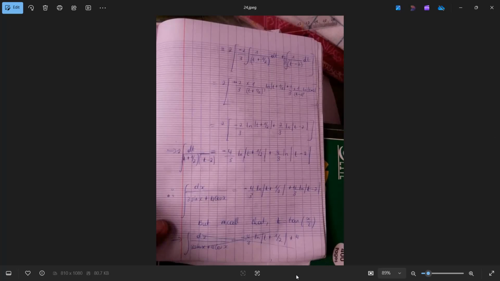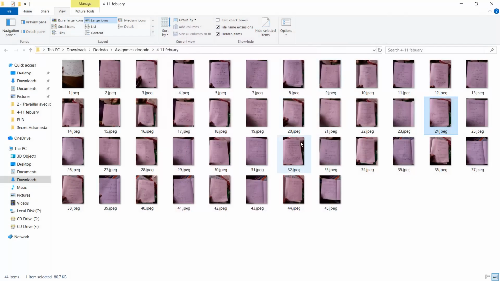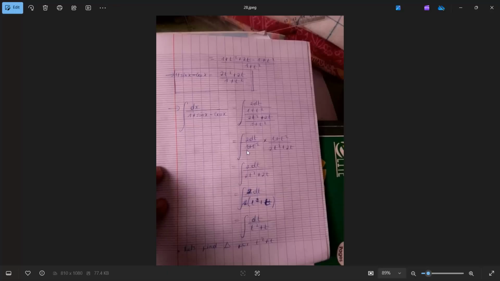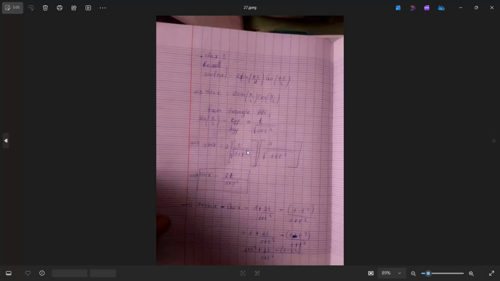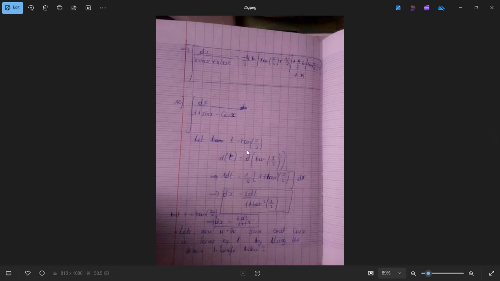For the next observation, let's go to image 28. What exercise were you doing even? Let me check. This exercise, question 10. Integral of dx over 1 plus sine x minus cos x.